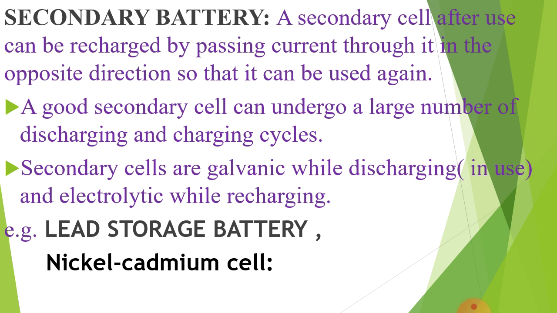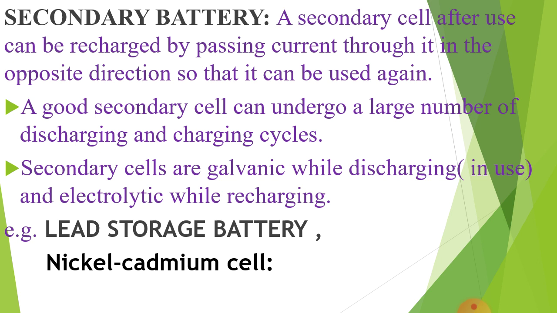Third point, secondary cells are galvanic cells while discharging, that is, in use. That means when the battery is working, in that condition it behaves as a galvanic cell, and as an electrolytic cell while recharging. When the battery is charging, it works as an electrolytic cell. So that is a secondary battery.